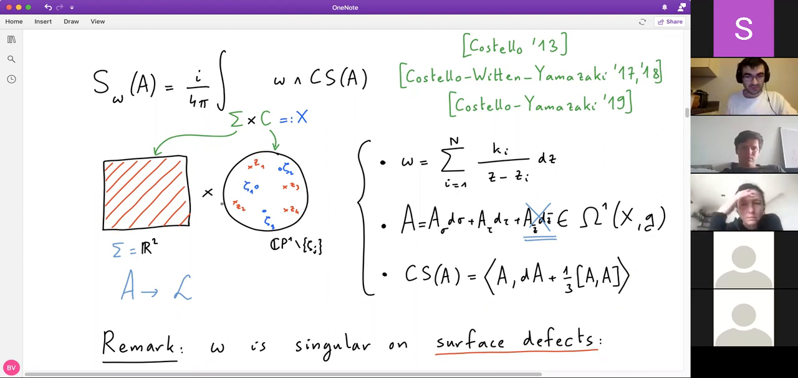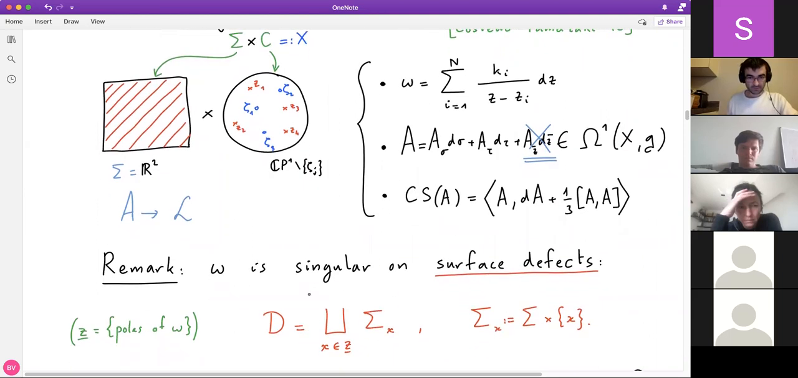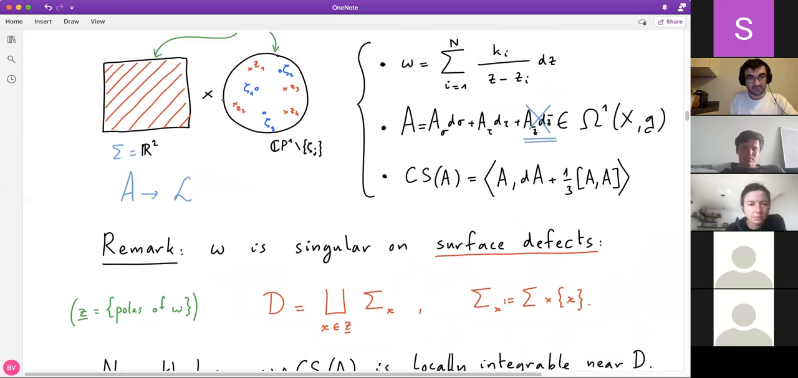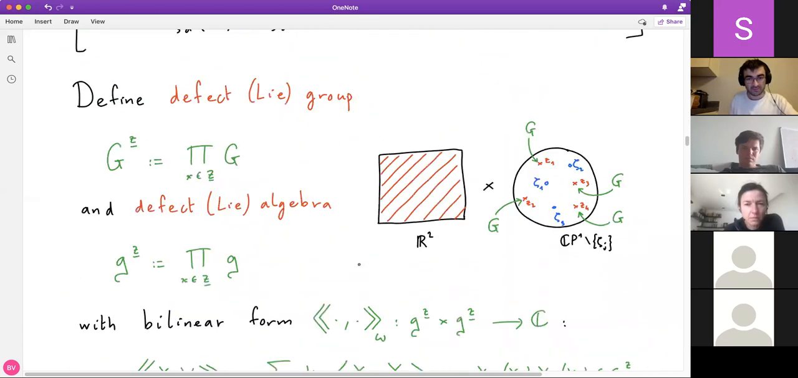What I said before is that there are these surface defects, which are precisely at the singularities of the one-form omega. The singularities are all along sigma and localized at these points z_i. So we call this the surface defects, which is this disjoint union of copies of sigma attached to these different points. This is my name for the set of z_i's, the set of poles of omega, z underlined. So I have these copies of the surface defect sigma at these different points.